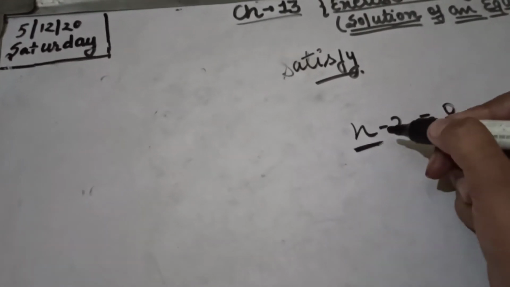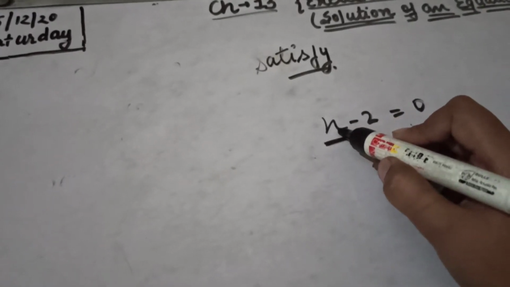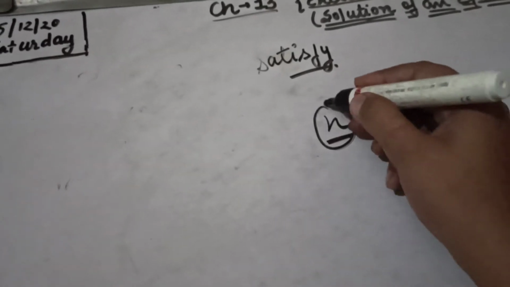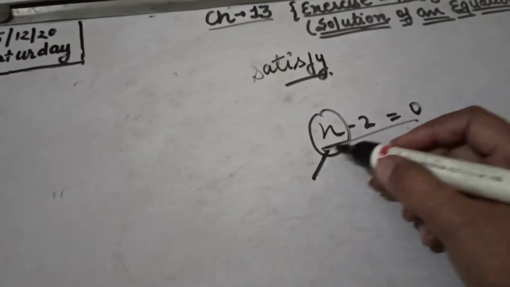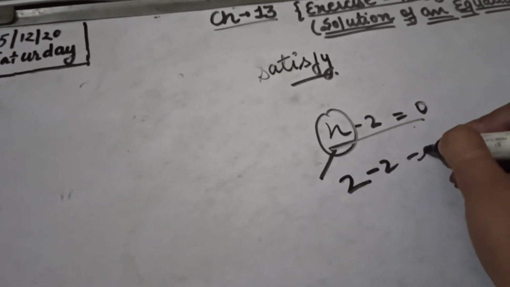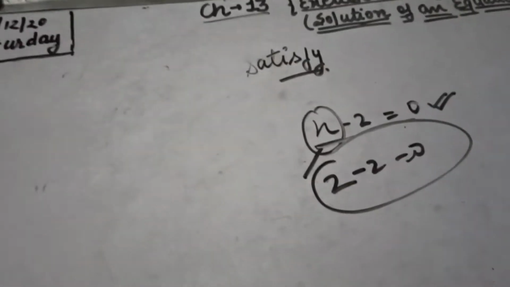So the value of this variable which satisfies it, when I put the value here, it makes it equal to 0. That is the solution of this complete equation, and that value of the variable, that is 2 minus 2 equals to 0. So the solution of this equation is plus 2.